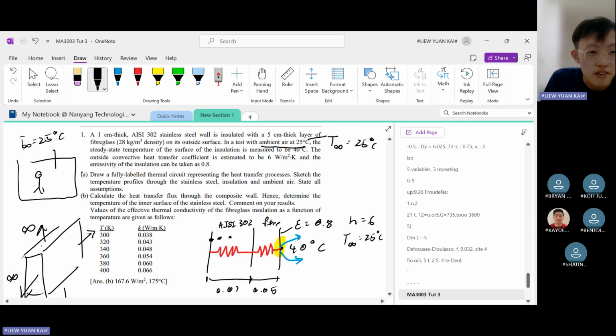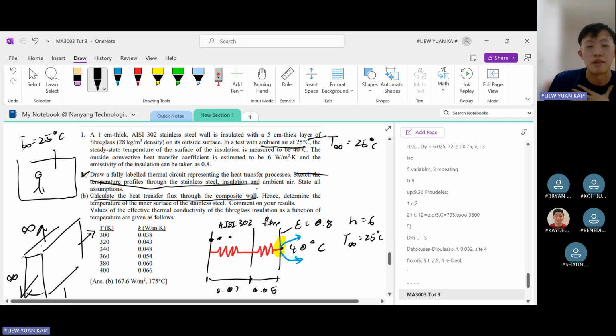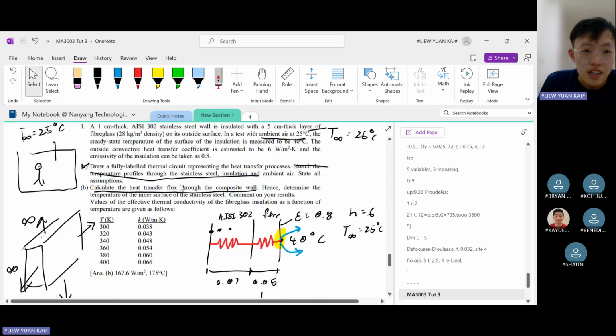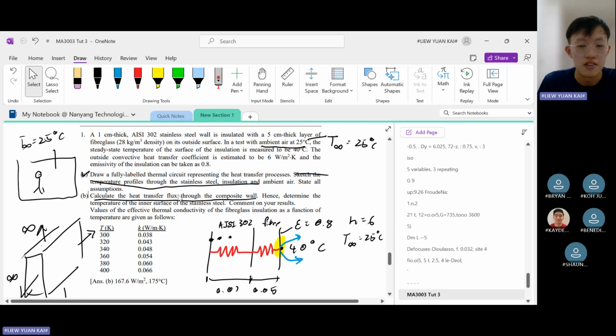Okay, so we already did question 1A. Now let's do question 1B. I'm only going to do this question. The rest of it, I won't bother to do. The sketching of the temperature profile, I also won't do. You can take my word for it. Trust me. So, how do we calculate the heat flux through the wall?